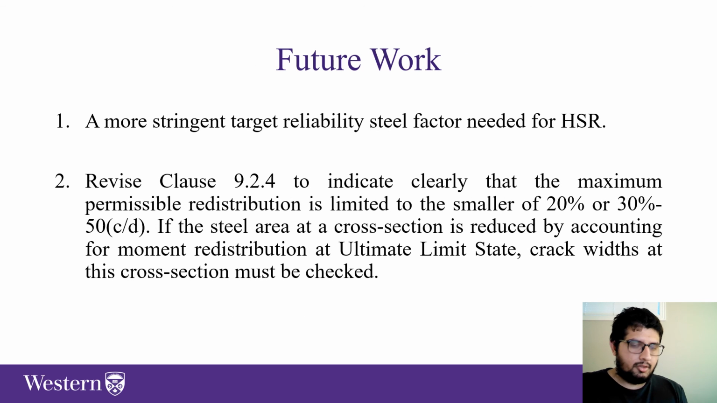So in the future, I believe we need a more stringent target reliability steel factor in beams for high strength reinforcement. And also we need to review clause 9.2.4 to make the current clause more clear and define c over d, where c is the neutral axis depth and d is the depth of the beam cross section.